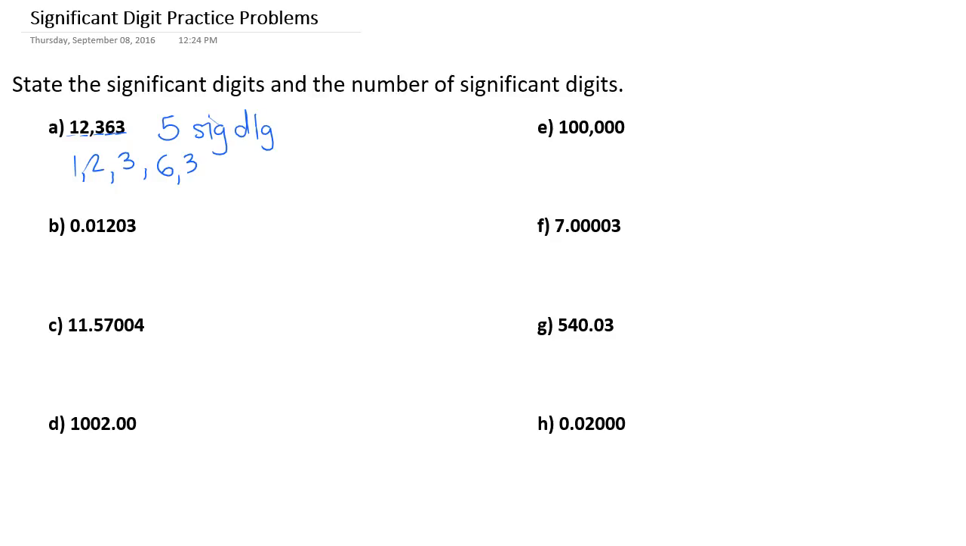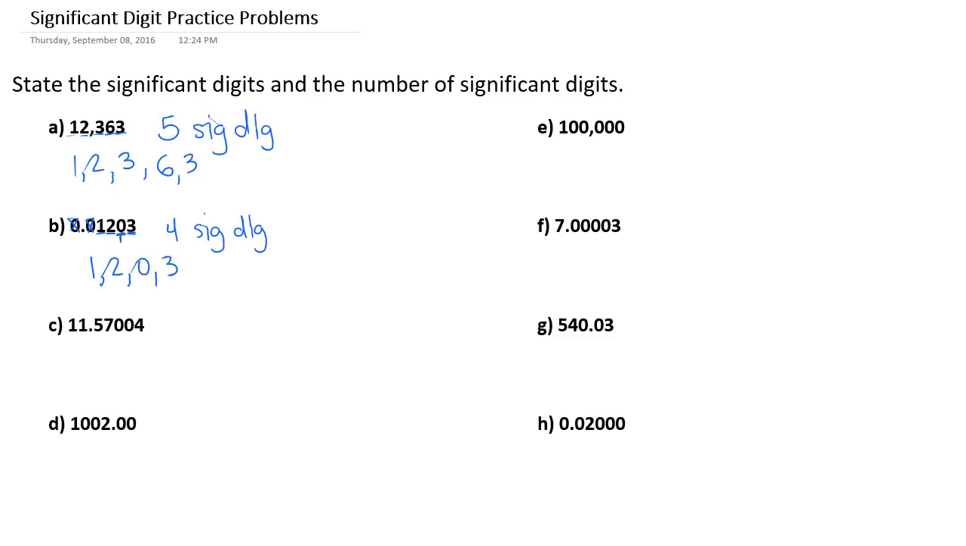Okay, let's take a look at B. Rule 1 says that all non-zero digits are significant. Rule 2 says that zeros in between two non-zero digits are significant. And then Rule 4 says that we do not count zeros that come to the left of our first non-zero digit. So here we have 4 significant digits, and we have the digits of 1, 2, 0, and 3.